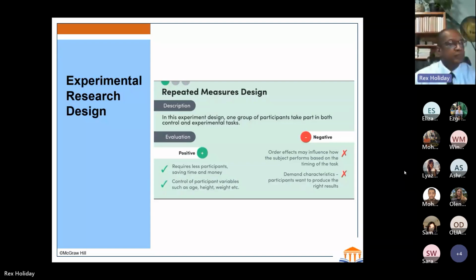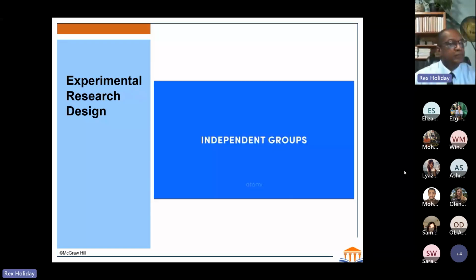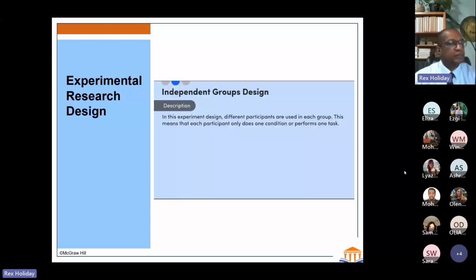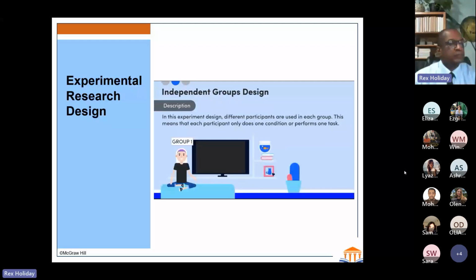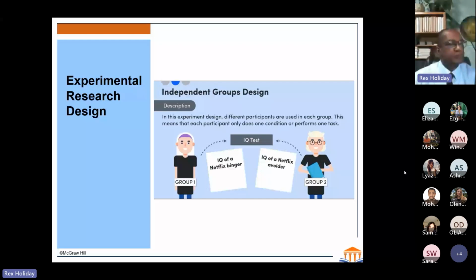Next up, we have the independent group design, which uses different participants in each group, meaning each participant only does one condition or performs one task. If this time your experiment looked at the effect of TV on intelligence, you'd have one group of binge watchers who watch a full day of telly in the experimental condition, and then another group of bookworms who avoid TV in the control condition. At the end of the day, they all take an IQ test, and the binge watchers and bookworm scores are compared. So here, different participants are tested against each other, with different groups performing the control and experimental conditions.